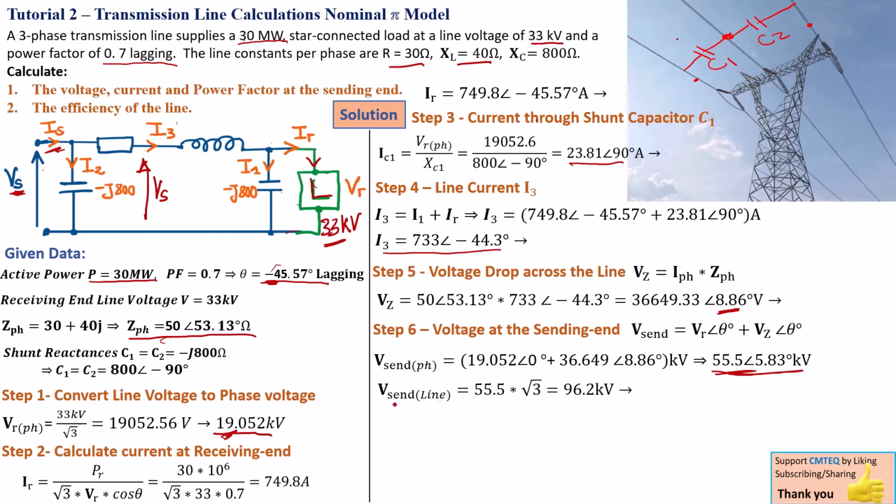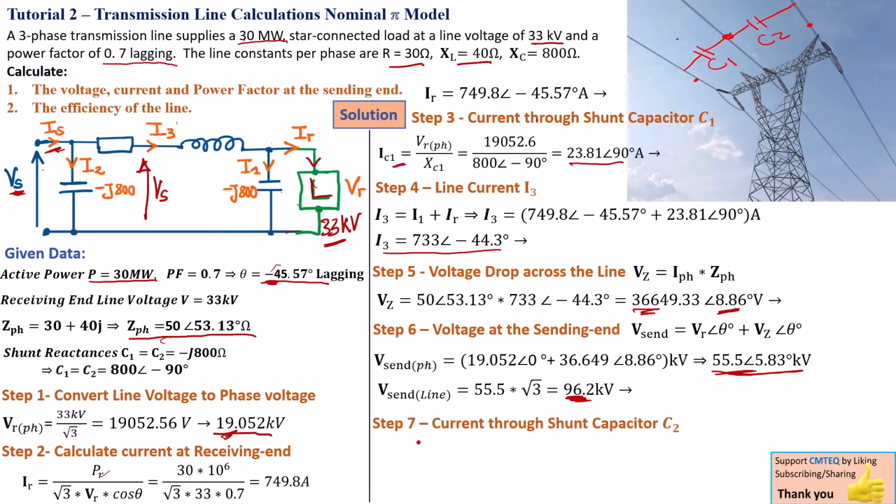Obviously, if you want to calculate a line voltage at the sending end, you must just multiply the 55 times the square root of 3, then you're going to get this voltage that is at the sending end. And you can see the difference between this voltage and this voltage. That tells you how much voltage drop you have across this transmission line. Okay, moving on, step 7.